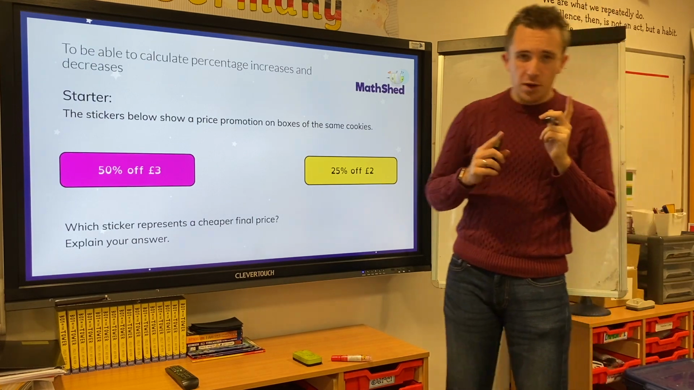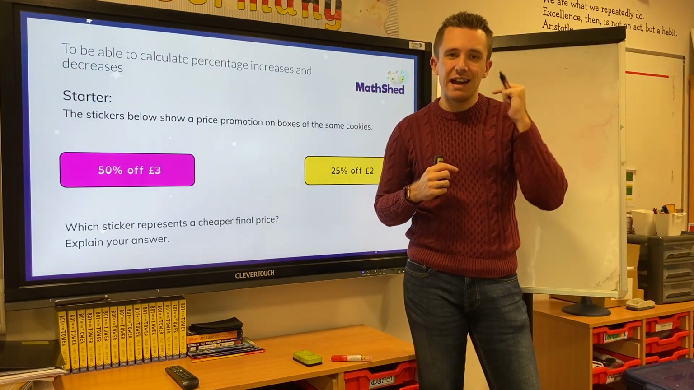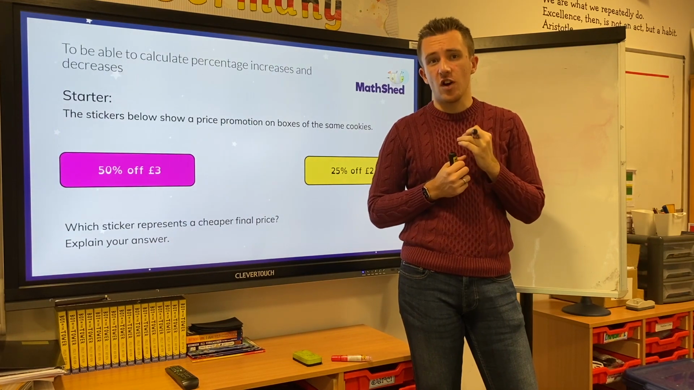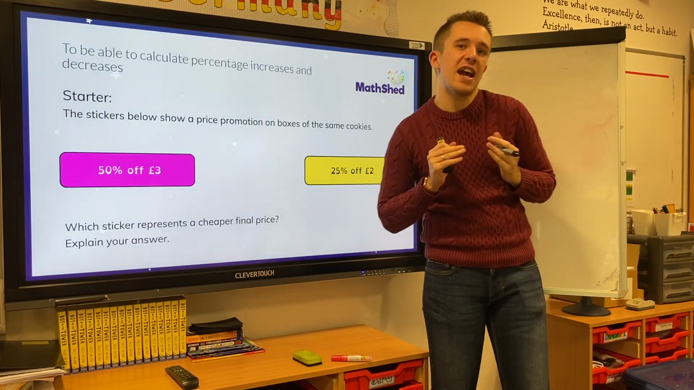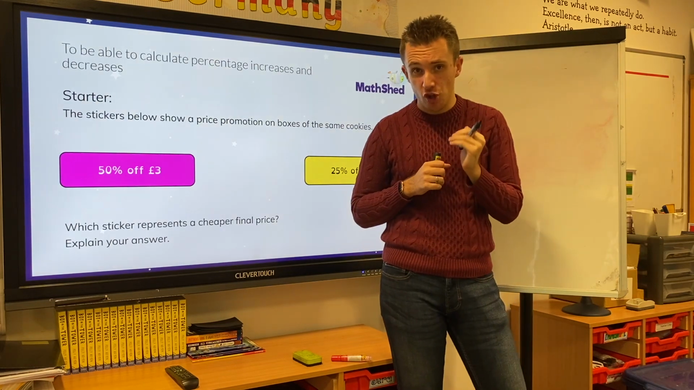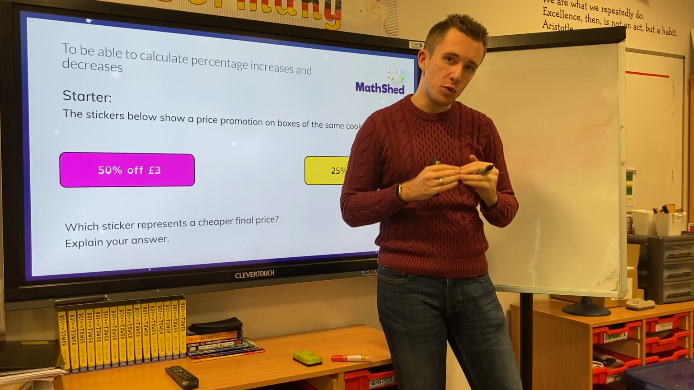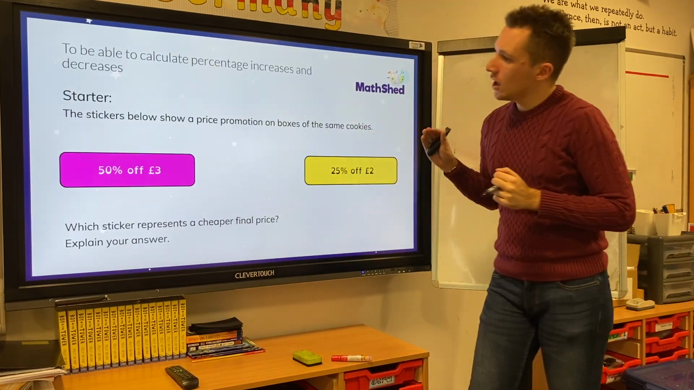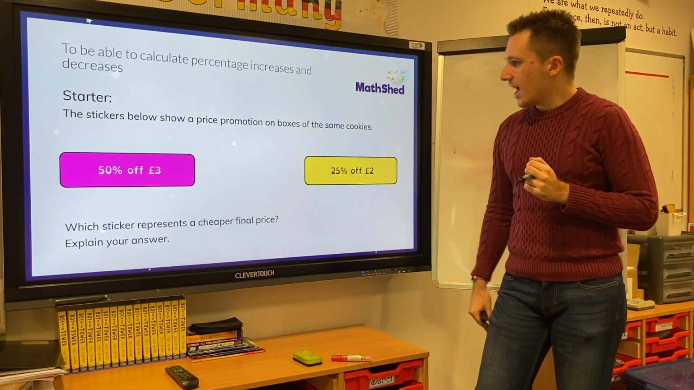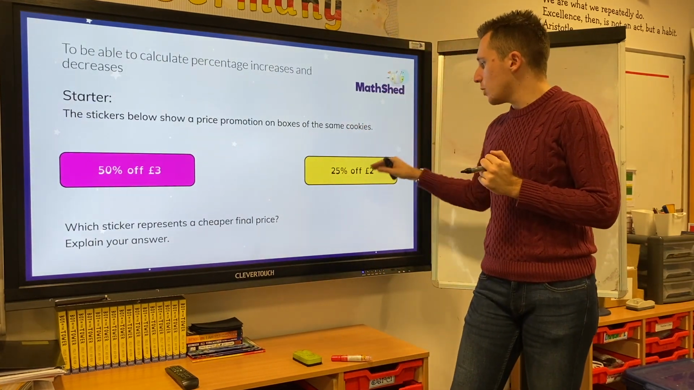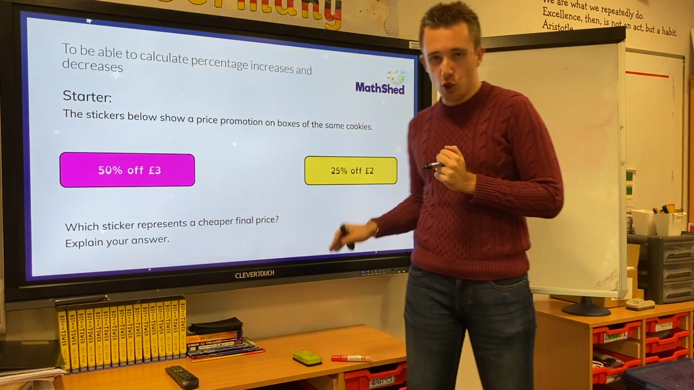As I said, today we're going to be looking at increasing and decreasing a number by a percentage. So for example, if you think about a shop, if it has 10% off the original price, that's what we're going to be doing today. We're going to be working out what the new price would be. So would you rather have 50% off £3 or 25% off £2?